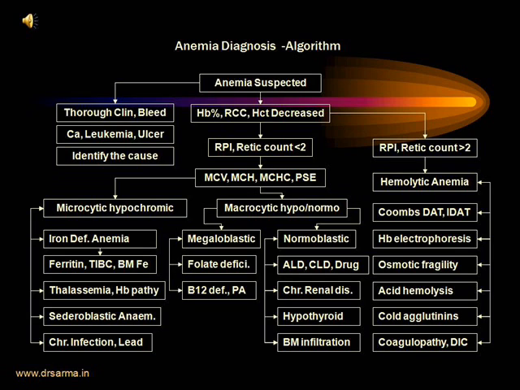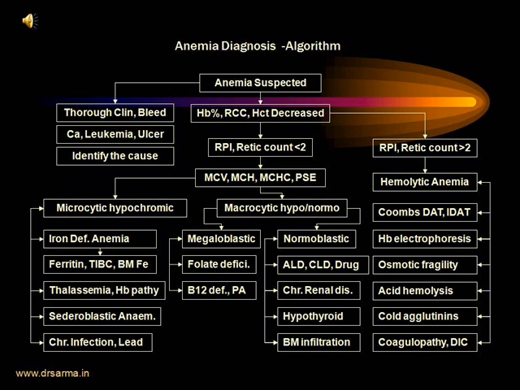If the RPI, reticulocyte production index, is less than 2, then we are dealing with a case of hypoproliferative anemia, and if it is more than 2, we are dealing with hemolytic anemia. Let us consider what we have to do if it is less than 2. Then we have to find out whether it is microcytic, macrocytic, normocytic, normochromic or what.